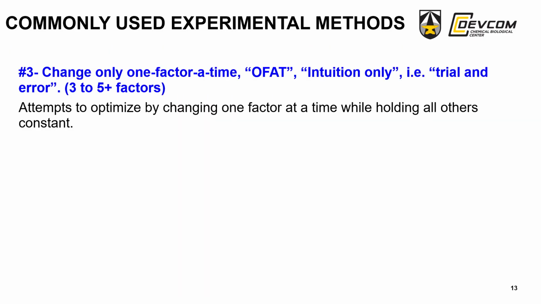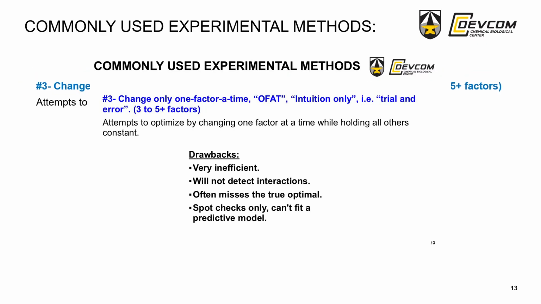We've mentioned already the OFAT, change one factor at a time, intuition, trial and error. If you have subject matter expertise, you may get a pleasing result out of this, but it might not be very efficient, and you might miss some optimals or some things that you didn't know about because you don't know what you don't know. The drawbacks to all these methods that are not DOE is basically they're not efficient. They can miss true optimals.